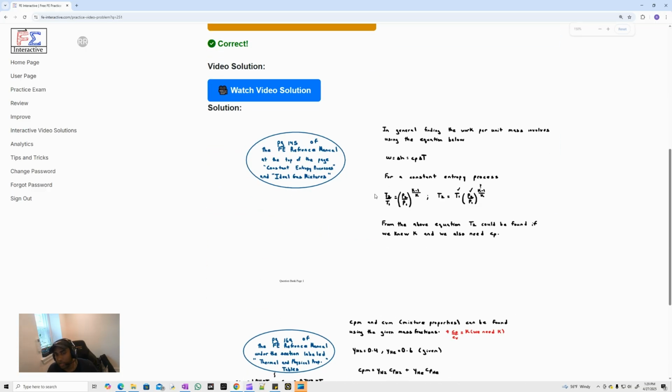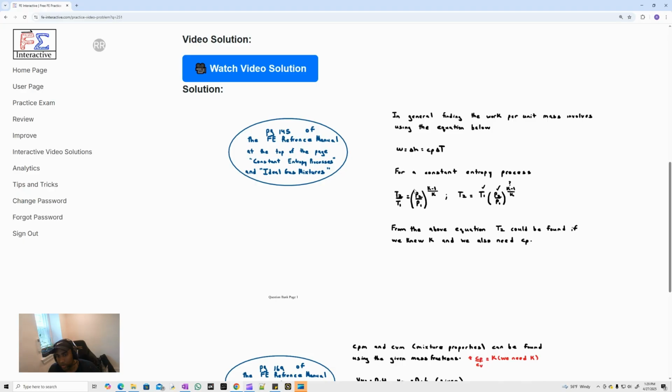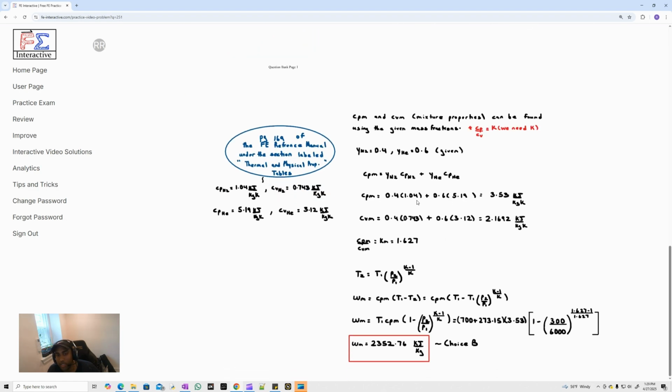In terms of what we did, we looked at the first law of thermodynamics. Once we looked at that, we concluded that the work per unit mass was just the Cp delta T. We weren't given any kinetic energy changes, so we didn't take that into account. For a constant entropy process, there was a relationship between the temperature and pressure ratio, so we used that to find T2. Fundamentally, we used the mass fractions to find Cp and Cv of the mixtures, and we spoke about intuitively why that makes sense. We also found k of the mixture by taking their ratios. We plugged it into our bulk equation, which is down here, and we ended up getting 2352 kilojoules per kilogram.